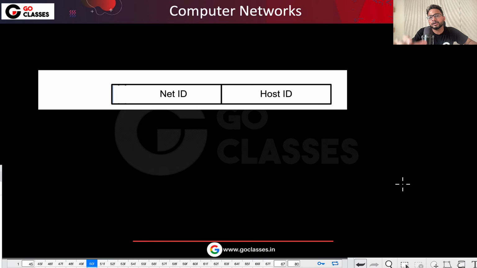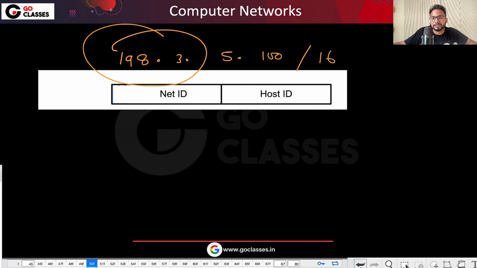So how do we do it? Suppose there is some IP address, or some network 198.3.5.100, and let's suppose the network is /16, which means the first two parts are fixed and everything else you can change. To write the network ID, you can change these to 0. So this is 0, this is 0. This is the network ID for the network, which is /16.